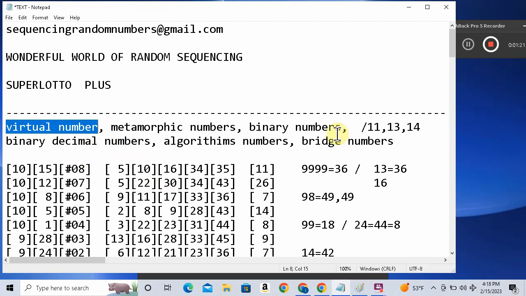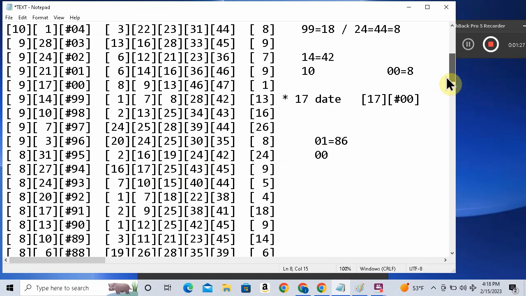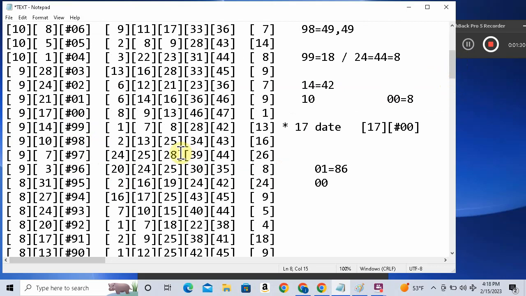Virtual numbers are basically numbers that could represent themselves as big numbers or small numbers. In other words, right here, let's see, 36. See the 72 right here? Now, is it 72 or is it 27? It plays two roles, because it could play itself as a big number like 72. In other words, 72 is equal to 36 plus 36. Now, this is what you call a bridge number.